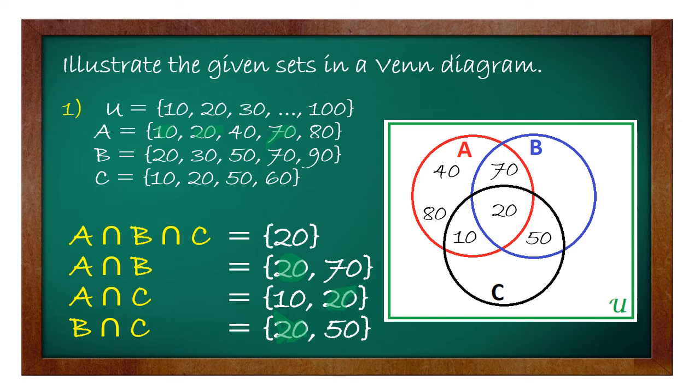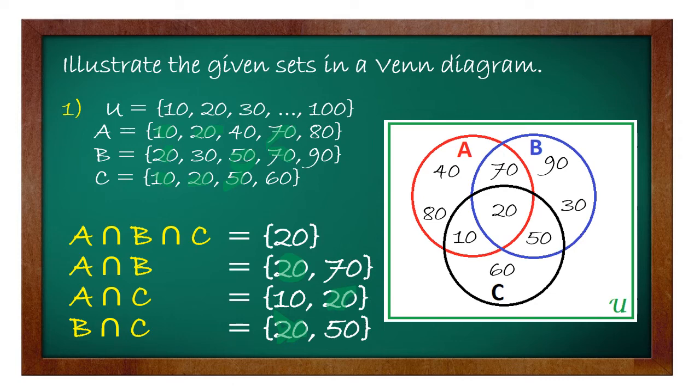Ganon din ang gagawin natin kay set B. Tingnan natin yung circle ng set B, the blue line. Kung mapapansin natin, nandun na sa loob ng circle na blue ang 70, 20, at saka ang 50. At ang wala na lang ay ang 30 at 90. Ganon din sa set C. Kung titingnan natin yung black circle, nandun na yung element na 10, 20, at 50. Ibig sabihin, ang ilalagay na lang natin ay 60.